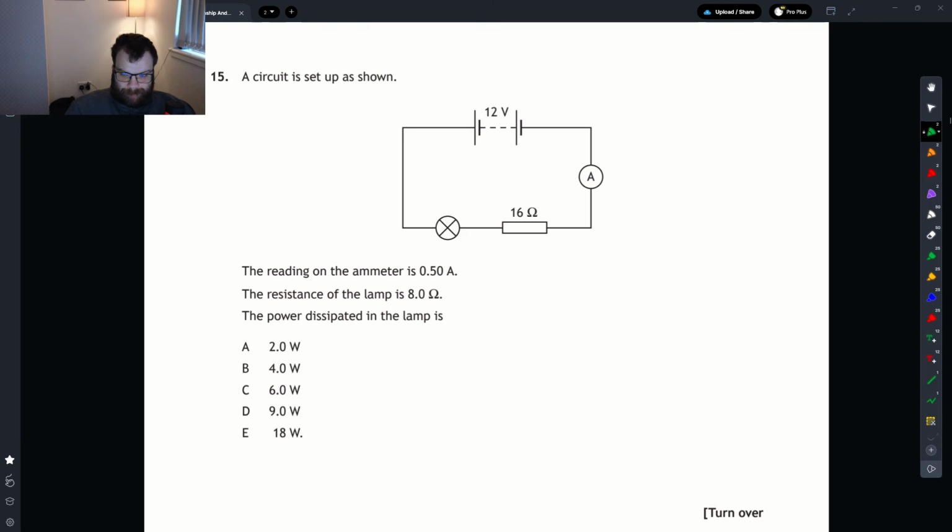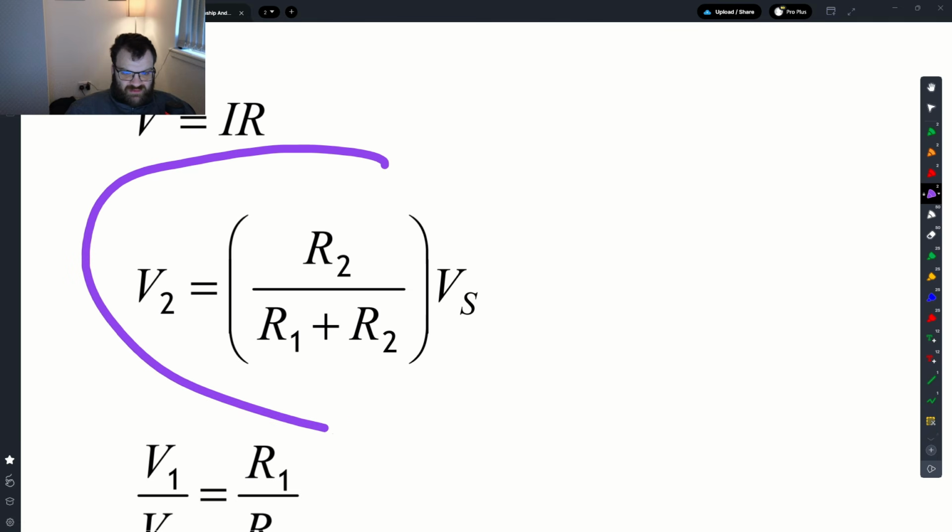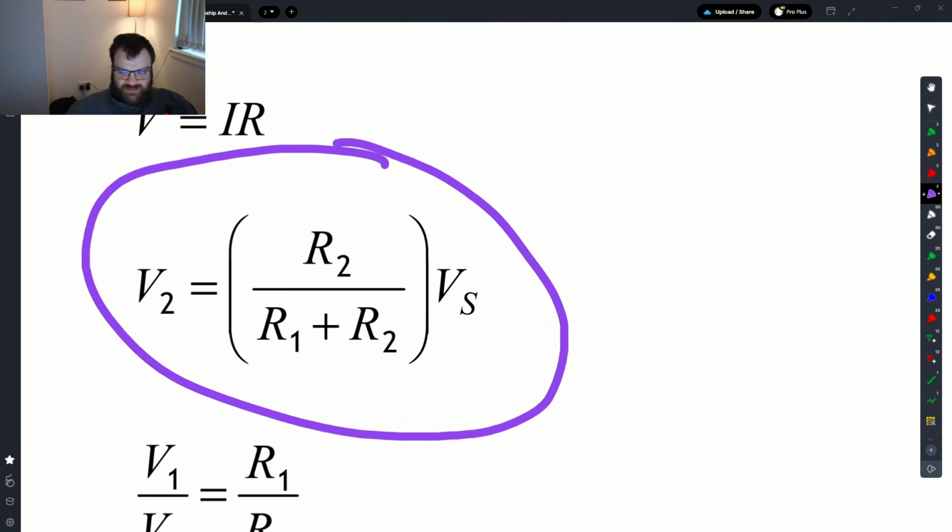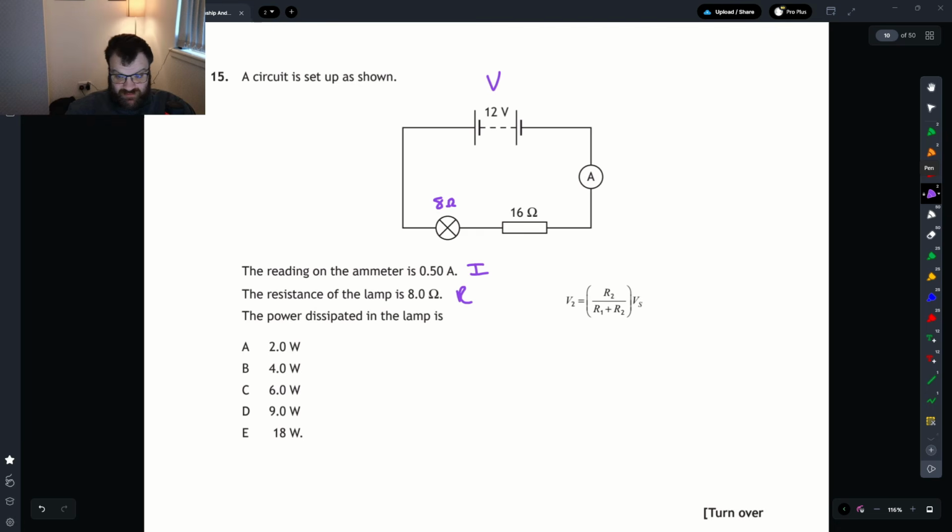Next one, we're asked about power. We have the current. We have the resistance. Okay, right. And we have the total voltage. This might be one of those ones where we've got a few different ways we could do it. Reading the ammeter is that. So we know. Oh, right, resistance. I missed that bit. So we know the resistance of both the parts. So that has a resistance of 8 ohms. Now we might be best finding out the voltage across the component, because this time we know the supply voltage.